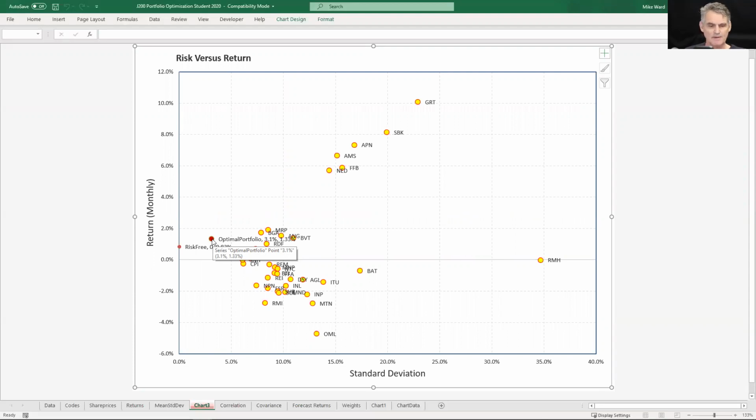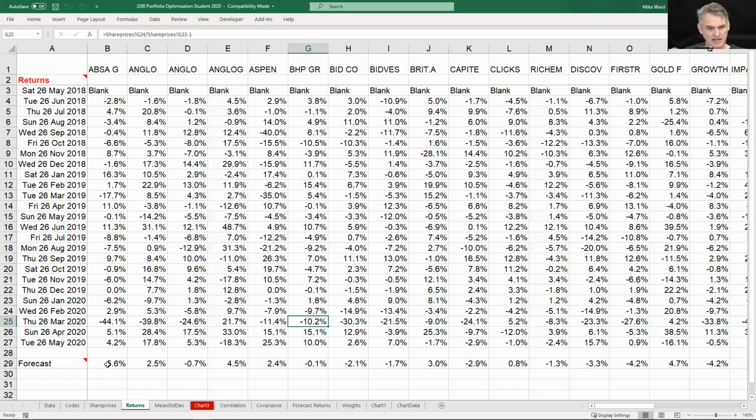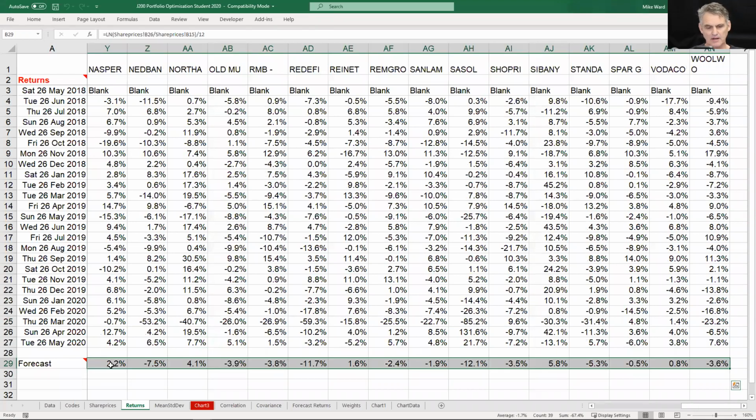Now, what I'm going to do, just to see if we can't do better on that, is go here where we got our returns, and I am going to assume that there's some momentum in these shares. The ones which did well over the last 12 months are going to keep doing well, and the ones that do badly are going to keep on doing badly.